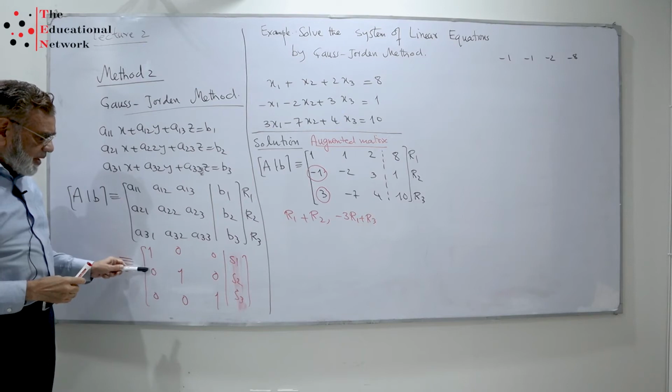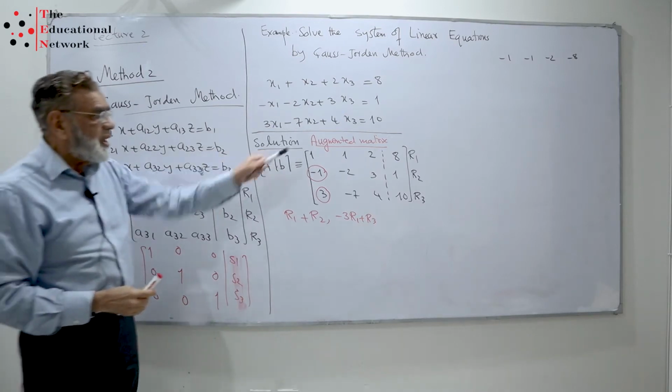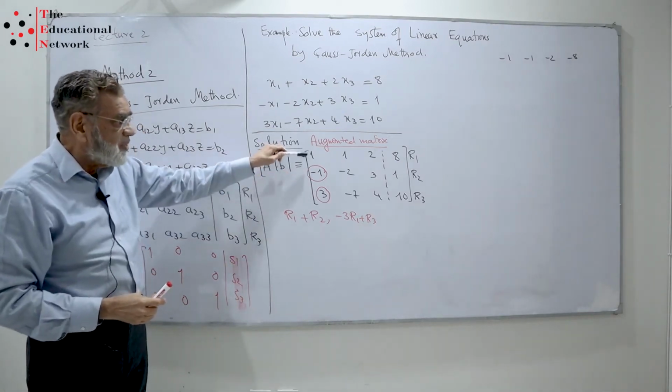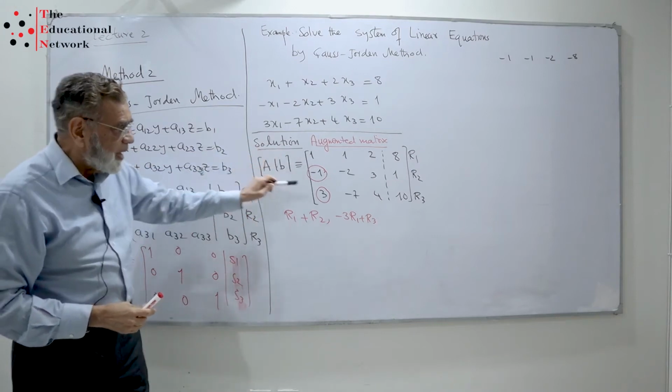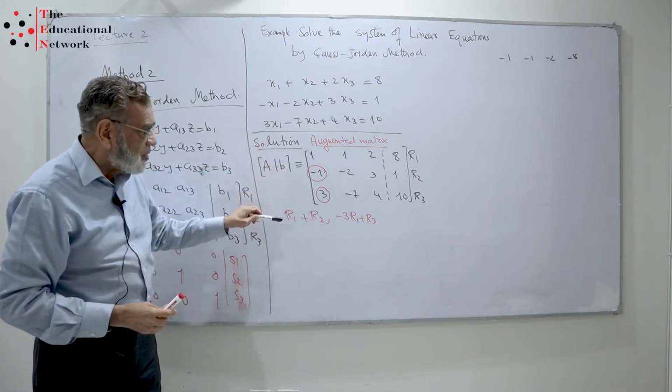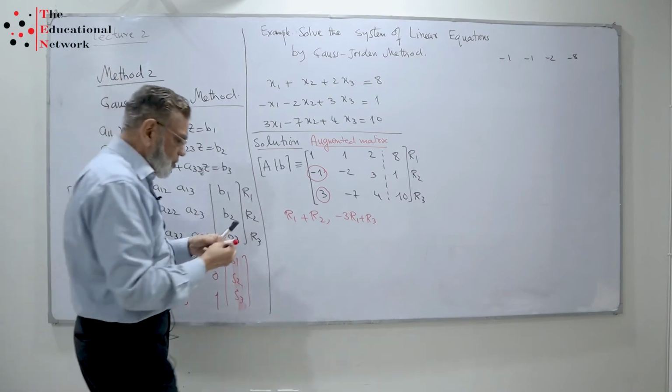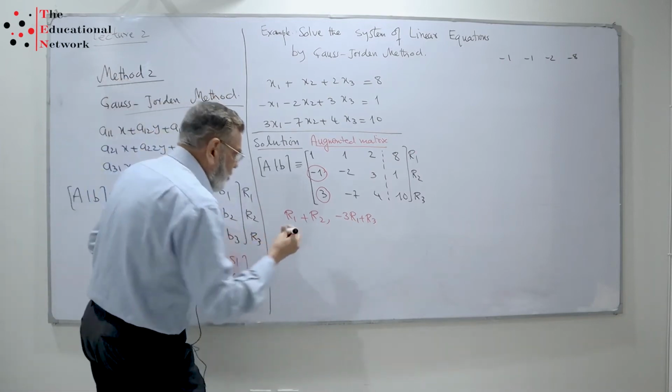Bring here 1, making this one 0, this one 0. So we have a 1 here, to make this one 0, it means we add these two. And then to make this one 0, multiply by minus 3 and add to this one. So we just add these two. We can just see it here. Our row 1 is not changing.